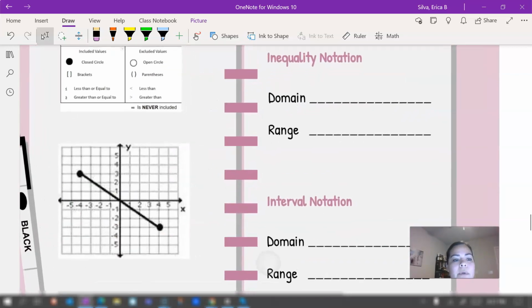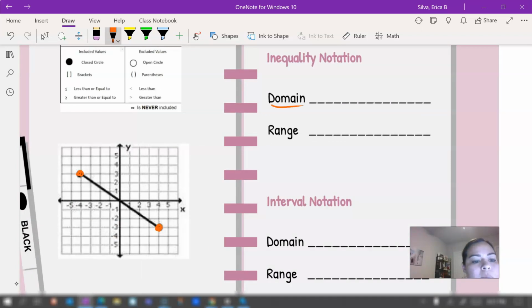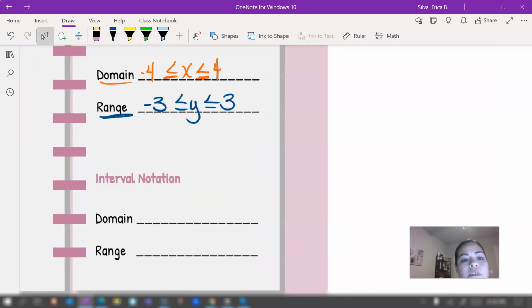Okay, for our next example, notice how we have some solid points here. So for my domain, my lowest x value is negative 4, and my highest x value is positive 4. Notice how both points are solid, so it's including both negative 4 and positive 4. Okay, let's go ahead and write that down in interval notation. Range, we have negative 3 is the lowest, positive 3 is the highest, and they're both included.